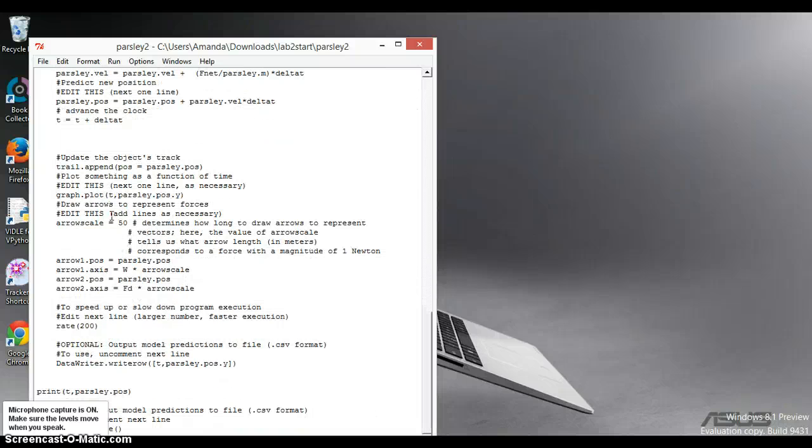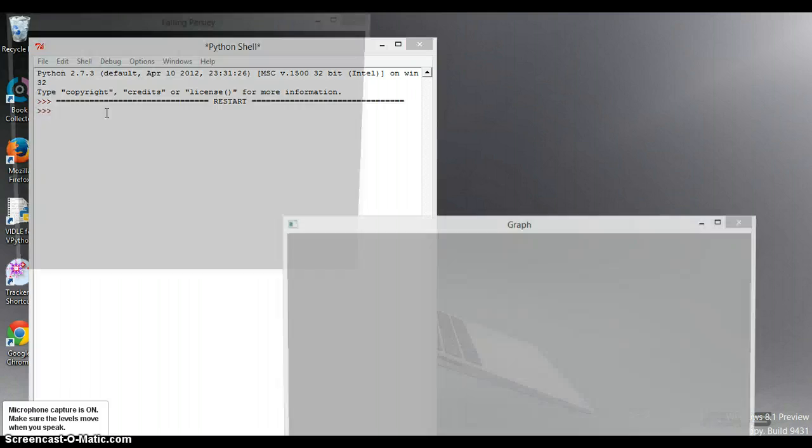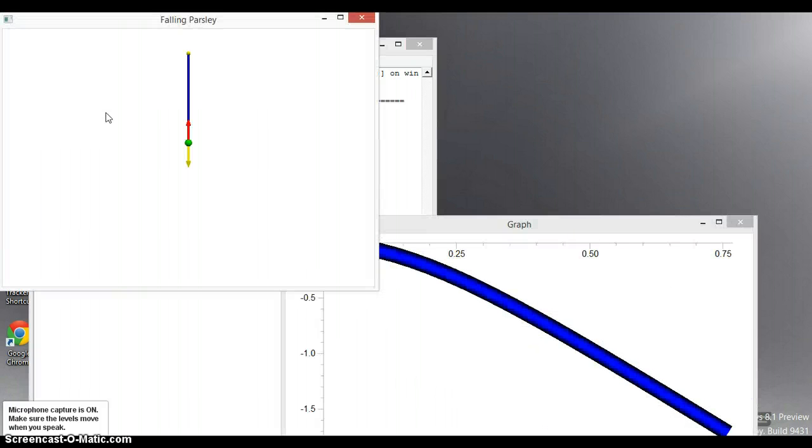I also programmed the computer to place arrows on its display so that the net forces acting on the parsley could be visualized. Since my object was very light, the arrow scale constant that set the properties of the arrow had to be quite large to enable the arrows to be visible at all. As expected, the red arrow points in the positive y direction to show the effect of the drag force, and the yellow arrow points in the negative y direction to show the effect of the gravitational force.